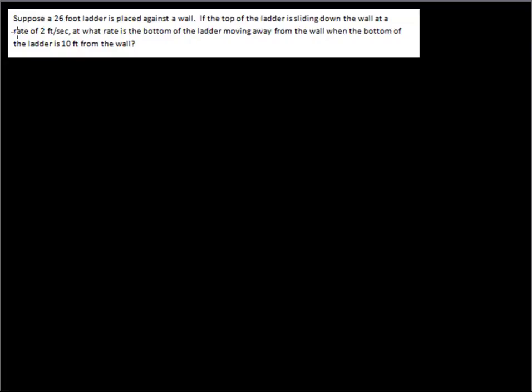So here's what we have. Suppose a 26-foot ladder is placed against a wall. If the top of the ladder, so this is using related rates, by the way, to do application problems. And if you look on page 218, there's a box at the very bottom of that page that gives you good steps on how to solve these word problems. And I would take the time to put those in your notes. So let's look at this one. I want to do this one for you. Suppose a 26-foot ladder is placed against a wall.